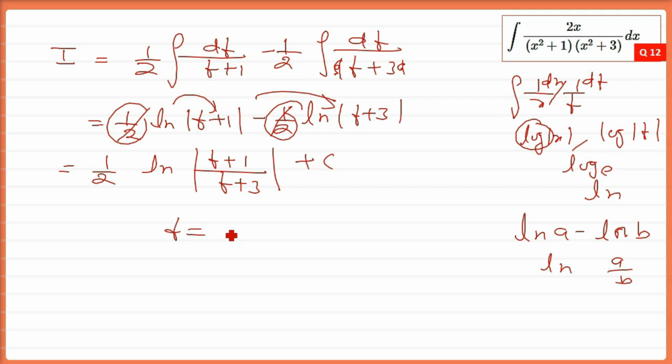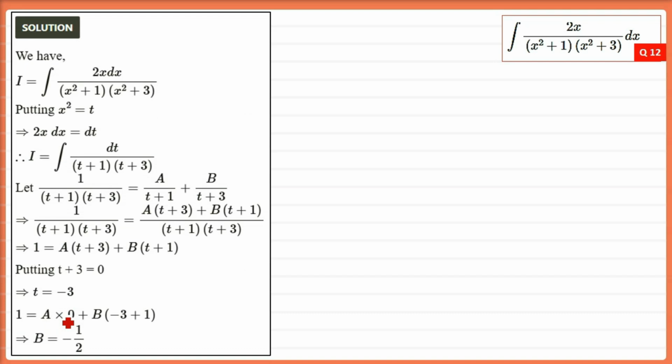Now if you remember, t was taken as x square, or assumed to be x square. So now replace t by the original thing which was given in the question, which is x square. So half ln x square plus 1 divided by x square plus 3 plus a constant of integration, and this will be your final result. Now this is how we are going to do this. This is quite an easy question.